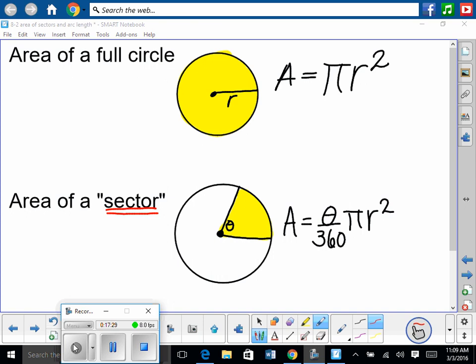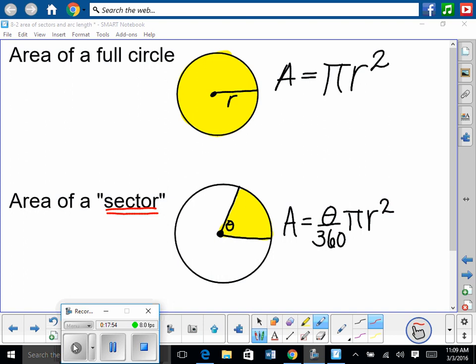So this is how you'll do it. You'll take theta divided by 360 times pi r squared. Now I do want to relate this, and I want to have you think about this because this will make it easier. If you're just trying to memorize the formula, you'll forget. I'm going to help you make sense of the formula, you guys. So everybody look up here for a second. If we want to find area of a full circle, it's pi r squared. Now area of a sector is theta over 360.